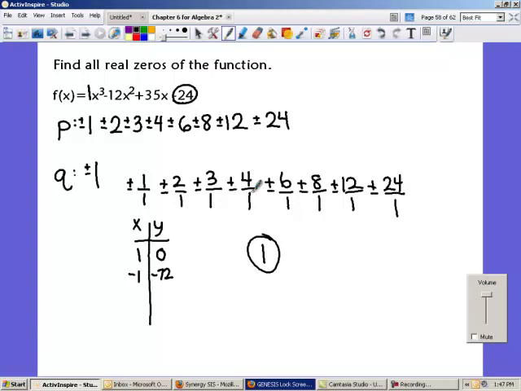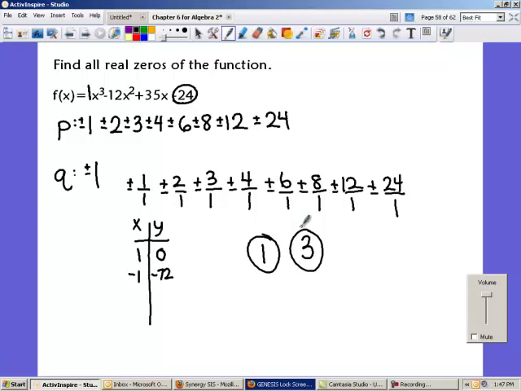3 I have as a 0. So that's going to be one of them. Go to negative 3. I have negative 264. So that is not going to be a 0. Then go to 4 in your x and y chart. Not a 0. Go to negative 4. Still not a 0. Go to 6.